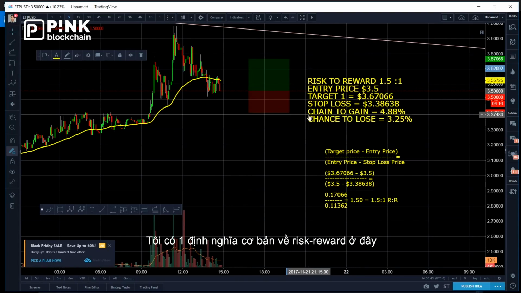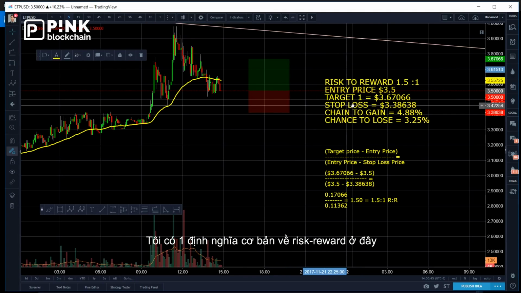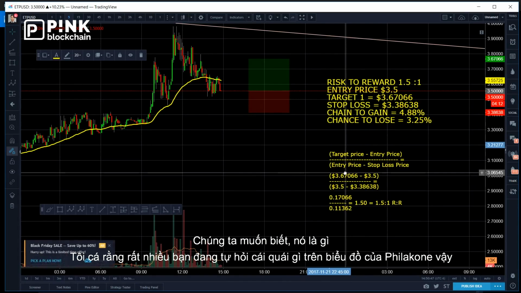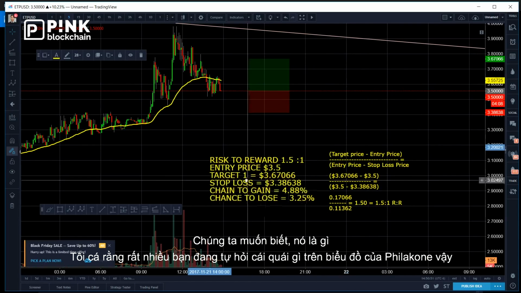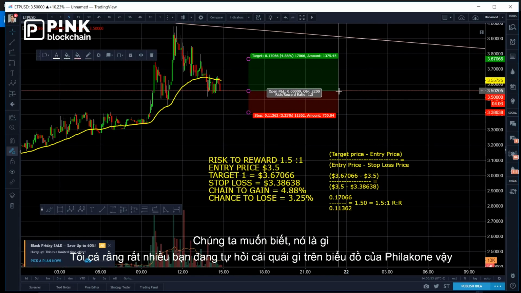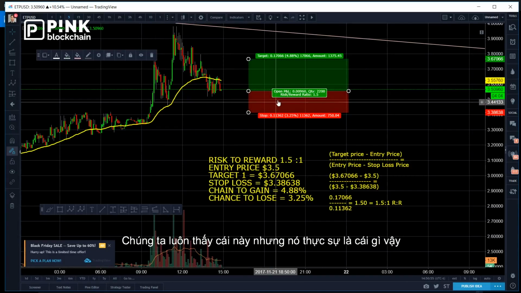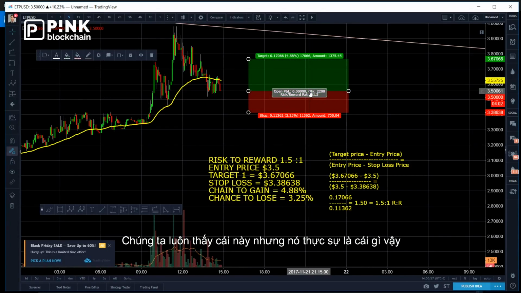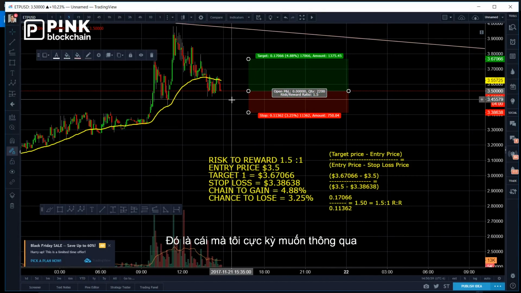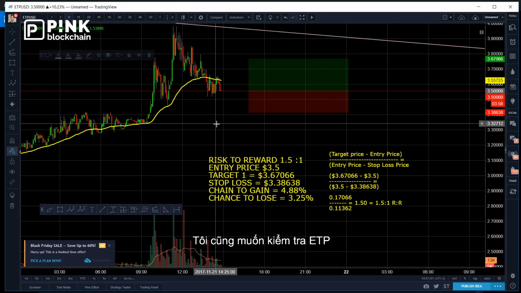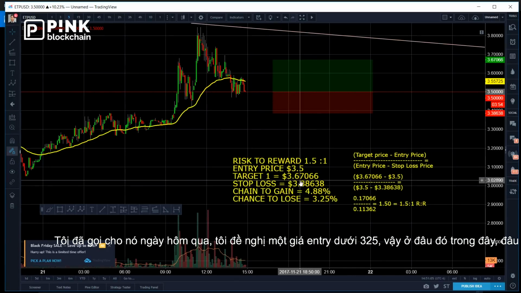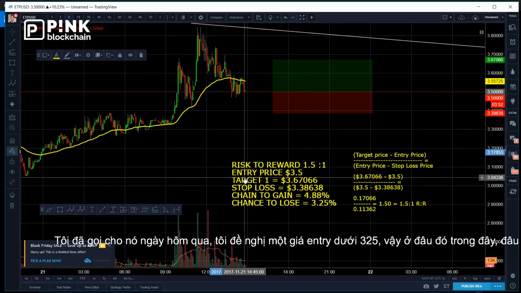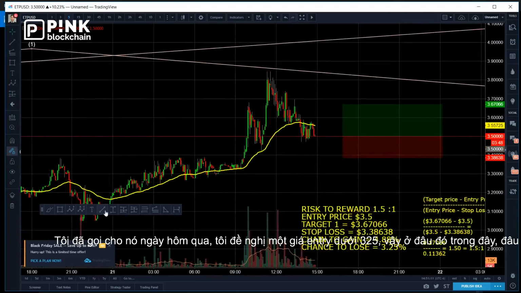Okay, so now that I have the basic risk to reward definition up, we want to know what this is. A lot of you guys are probably wondering what the heck is this that we see on Filikon's charts? We always see this, but what is it? That is what I would love to go over. I also want to check ETP, guys. I called this yesterday. I suggested an entry price under 325. Under 325.